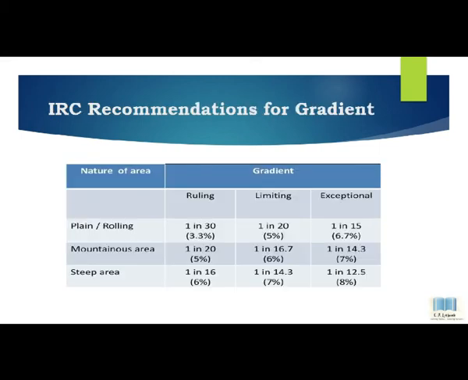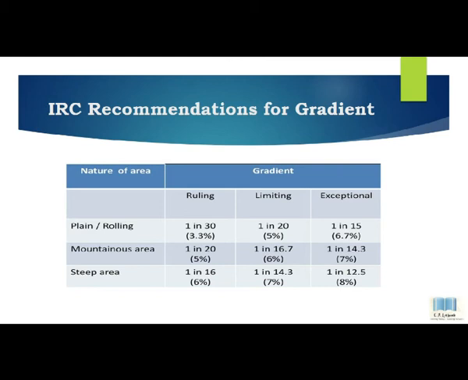Then the next point is IRC recommendations for gradient. So this table shows the IRC recommendation for gradient. It depends upon the nature of area. So the first column is nature of area and the second column is gradient. In the second column, gradient is divided into three parts. First is ruling gradient, then second is limiting gradient, and third is exceptional gradient.